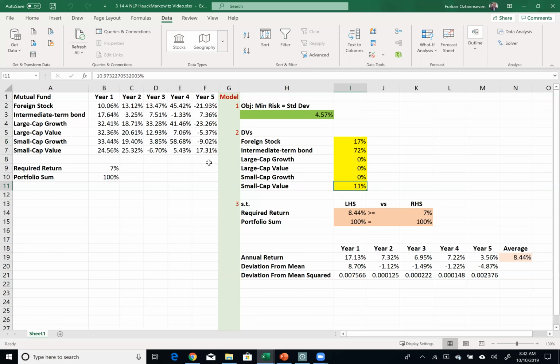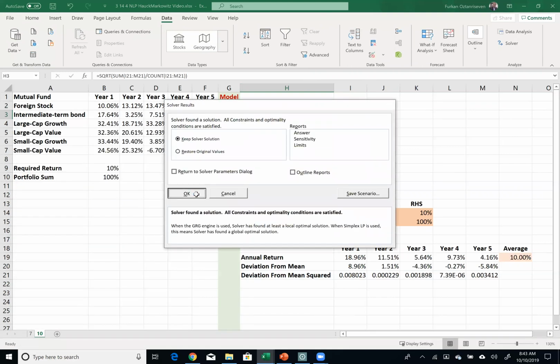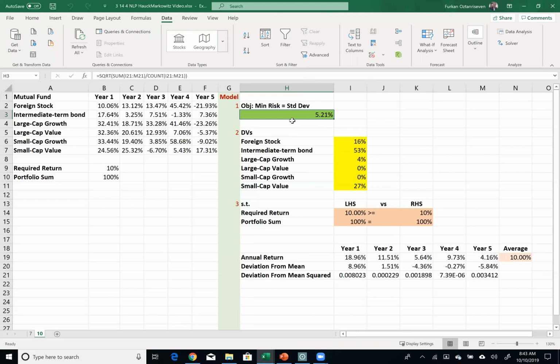Okay, so let's say this was my 7% scenario. What if I want to have more returns than that? Control drag. Let's say if I want to get 10% return, I will just change this value to 10% and then solve this problem again. Data, Solver, and then solve it again. And then you will see here that your risk will increase from 4% to 5%, and you get 10% return.